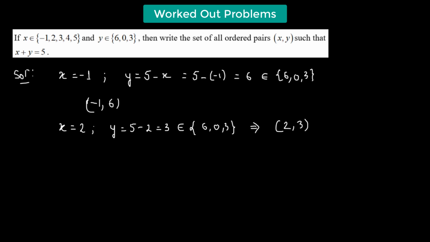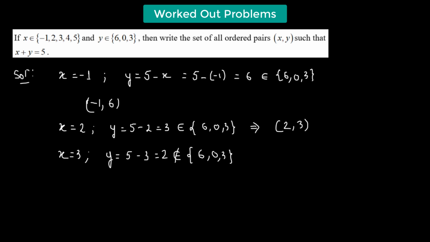Let's go to the third element. We have x equal to 3. So that gives us y equal to 5 minus 3, which is equal to 2. Now we see that 2 does not belong to the set 6, 0, 3. So this means this ordered pair 3 comma 2 does not exist.